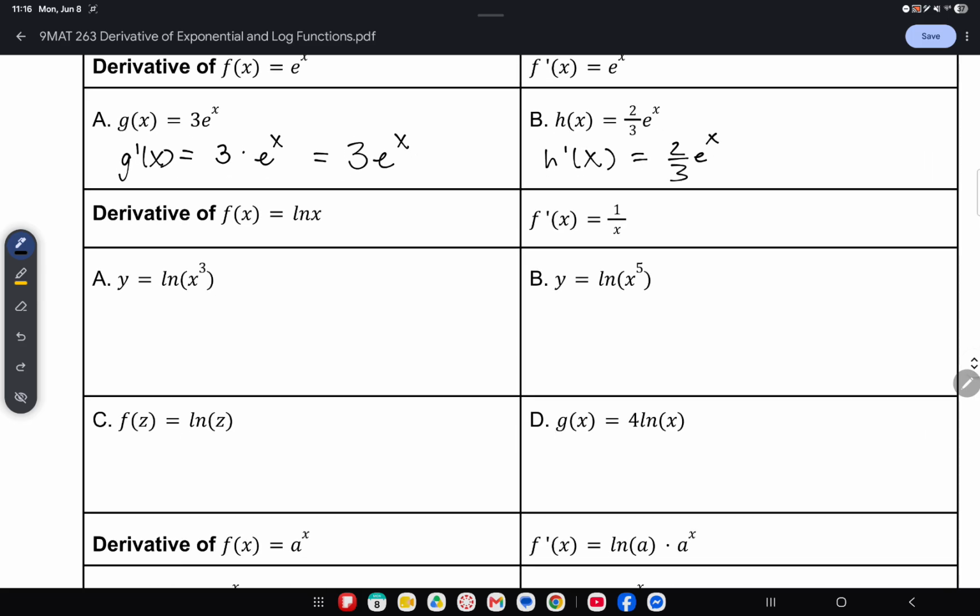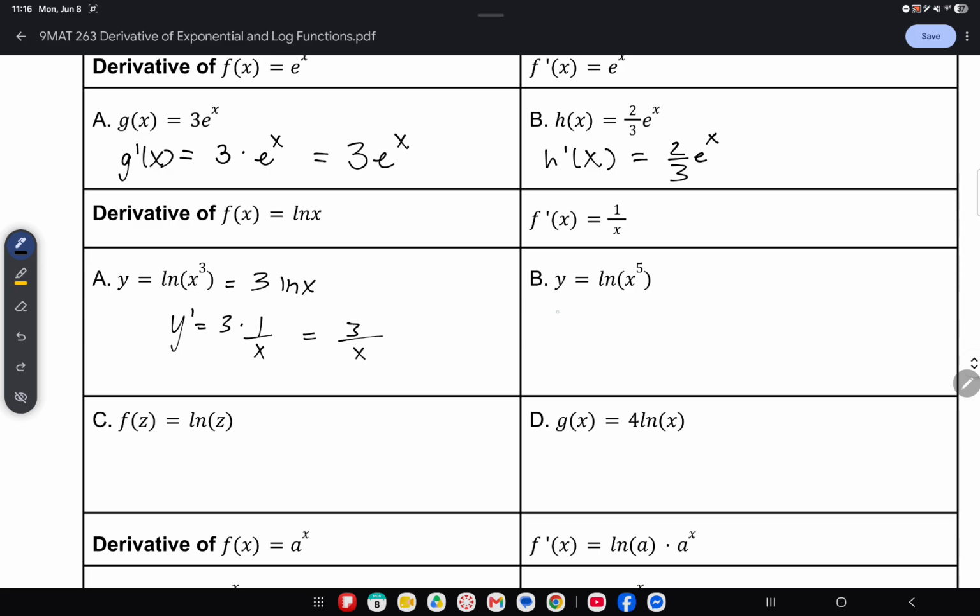So natural log of x, the derivative of that is going to be 1 over x. So we can use these log rules here and pull the exponent out front, right? So this is really 3 times natural log of x. So when I do the derivative, that's 3 times the derivative of natural log of x, which is 1 over x. So that's just 3 over x.